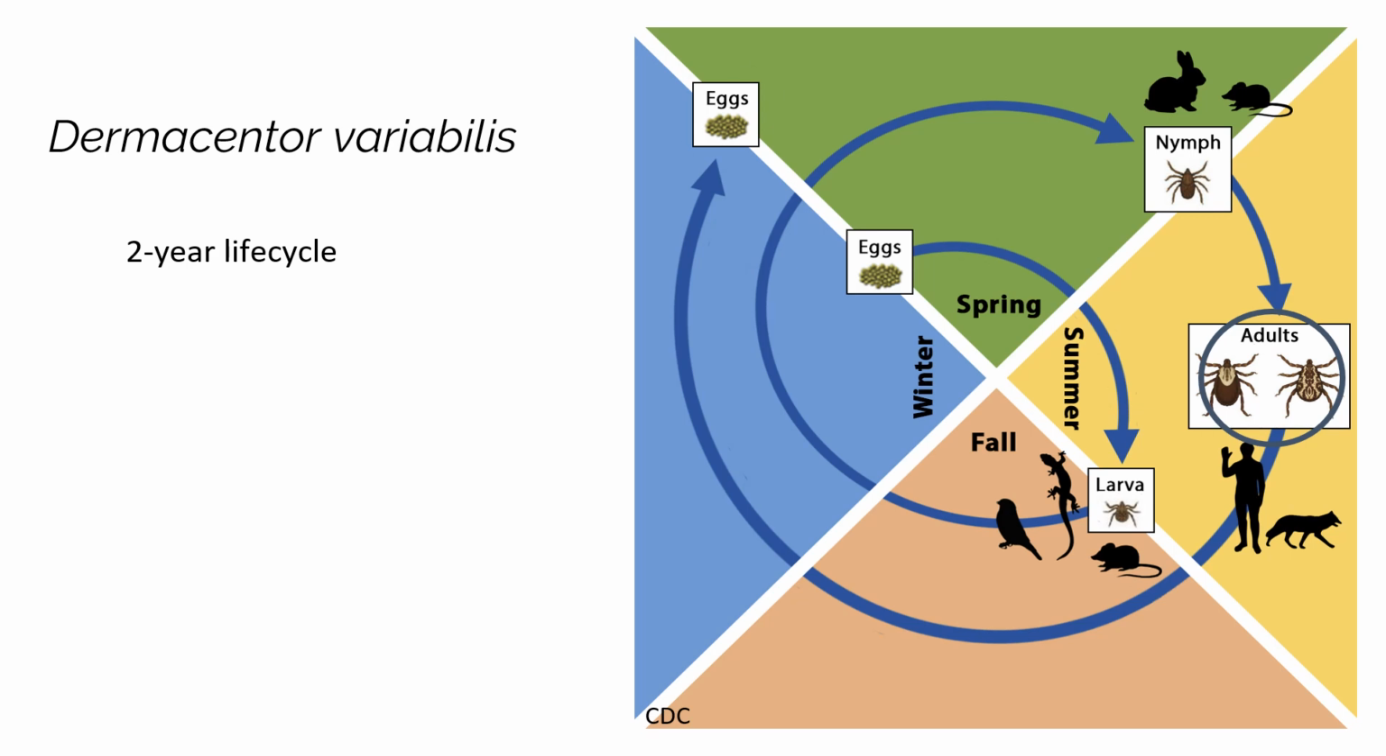After feeding as adults, American dog ticks remain dormant in the winter, and the female lays eggs again in late winter, early spring, completing the cycle.